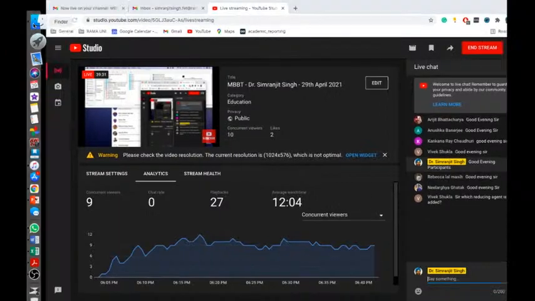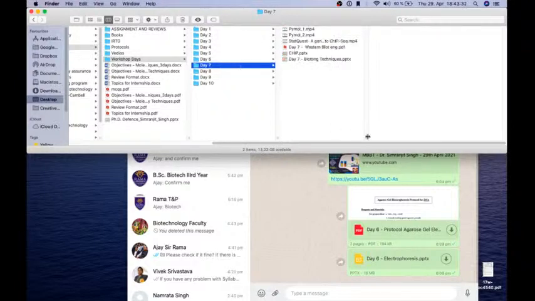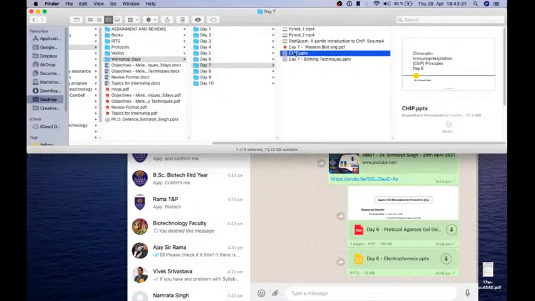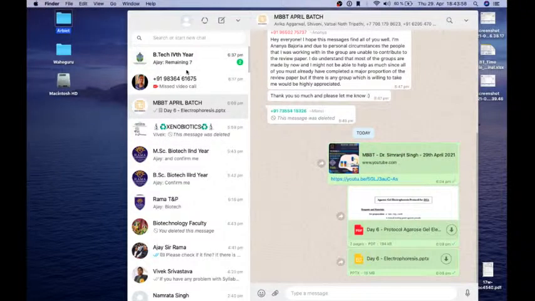Tomorrow is Friday, the last day of this week of our workshop. We are done with six protocols so far, six days of work. Tomorrow I will take you through ChIP, the chromatin immunoprecipitation technique, and the blotting techniques. We will go through Southern blotting, Western blotting and Northern blotting one by one, with proper videos and experiment workflows, showing how we make the samples and how we run the gels. So that's for tomorrow.